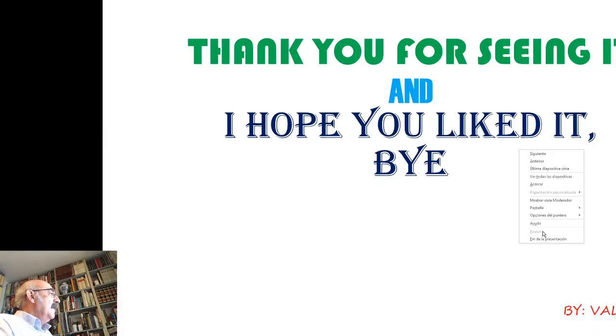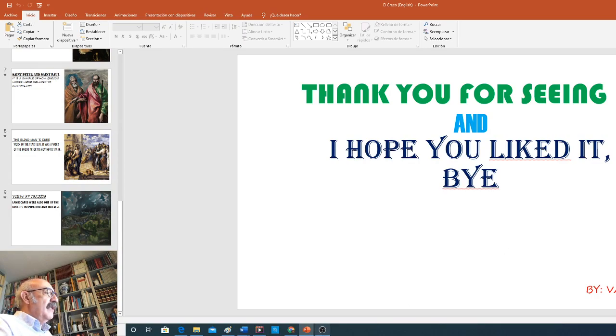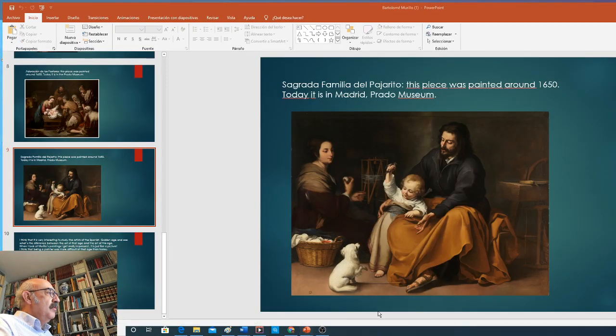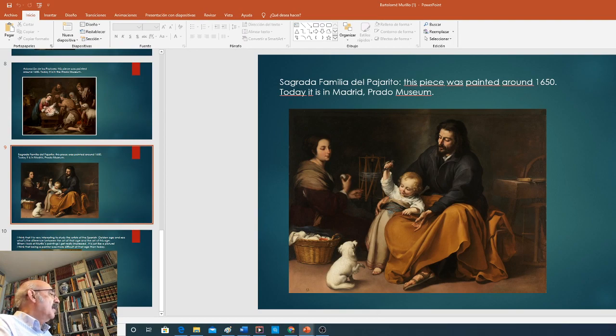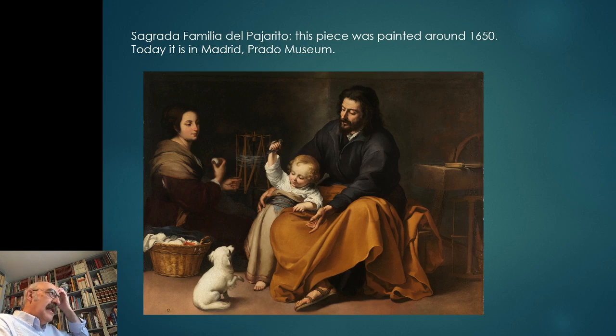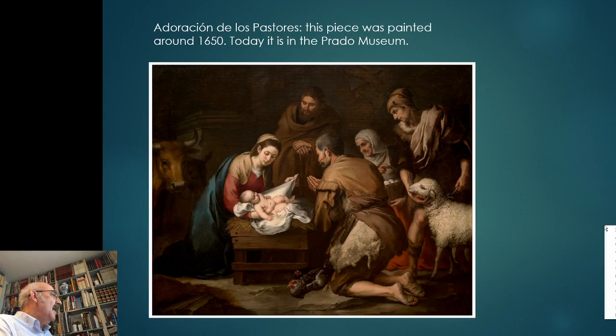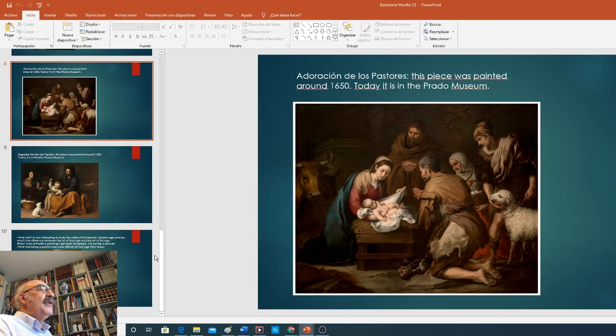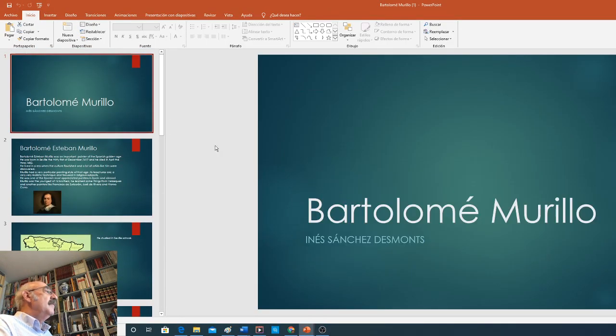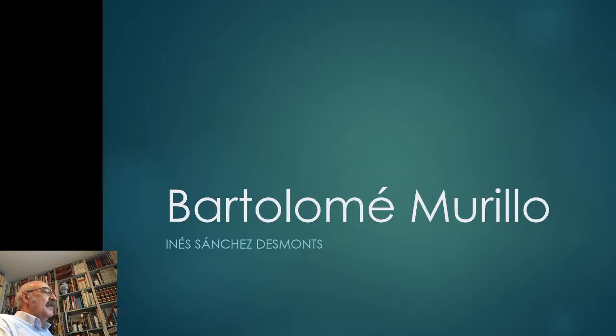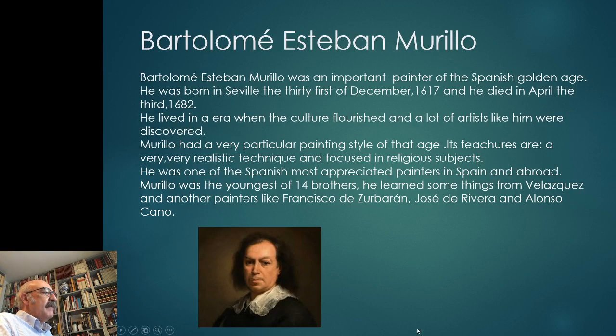So Valeria, a very good work. Congratulations for it. And now I want you to watch another fantastic work made by Inés. Inés made a work about Bartolomé Esteban Murillo, and this is the beginning. Bartolomé Esteban Murillo, another Spanish genius painter. He was a member of a very large family. He was born in Andalusia, in Sevilla.